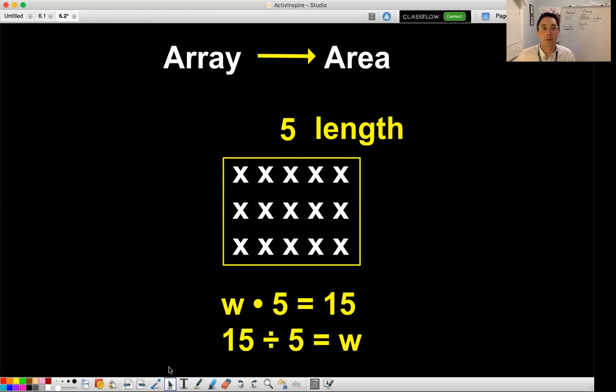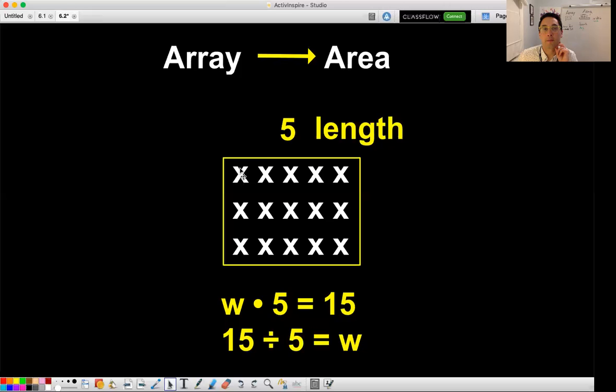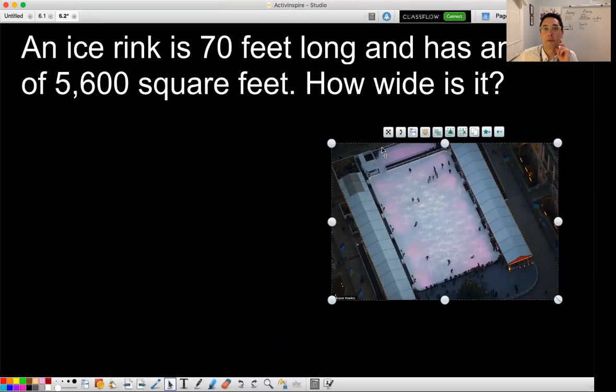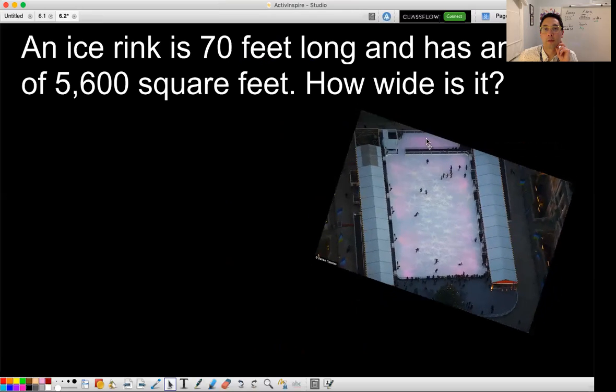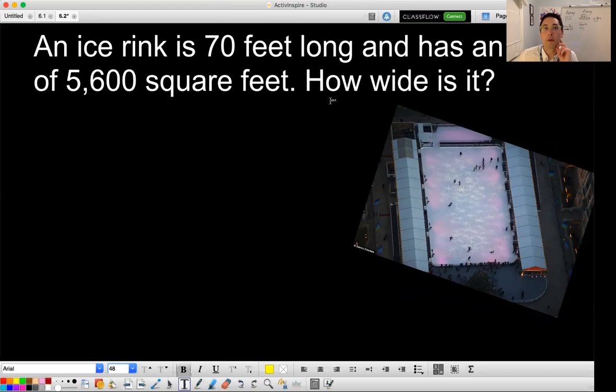Okay, so as an example problem, this was with a basic fact, and now we're going to try to use it with an extended fact. An ice rink is 70 feet long and has an area of 5,600 square feet. How wide is it? So again, we want to think about this like an array. What do we know about this array? First, I'm going to change the angle of this so it looks a little bit more like the rectangle that we're used to seeing. So we know that the ice rink is 70 feet long.